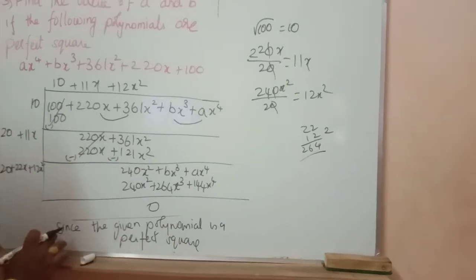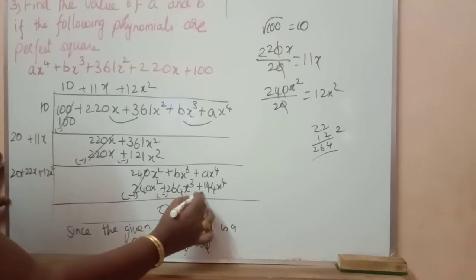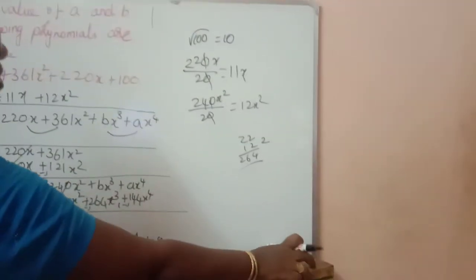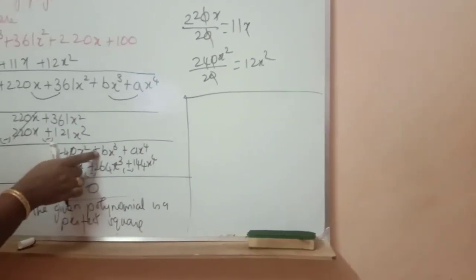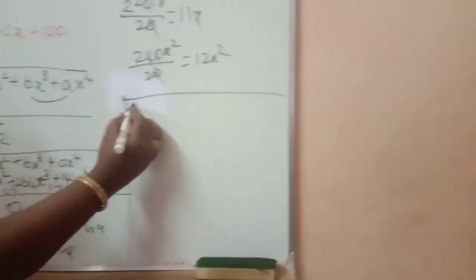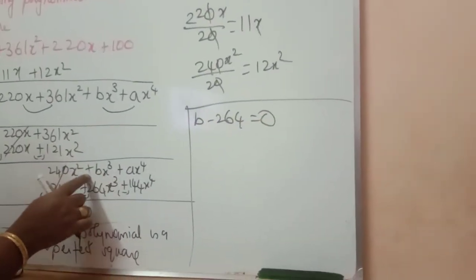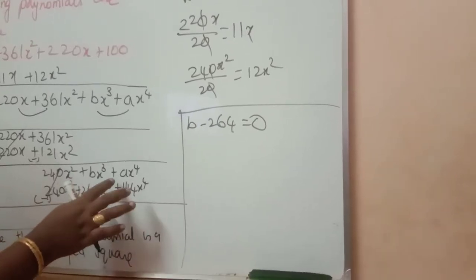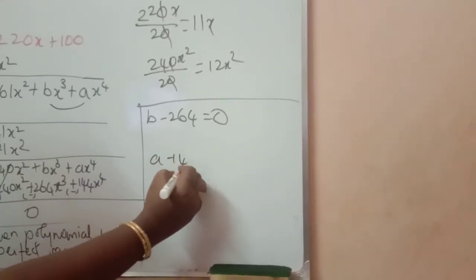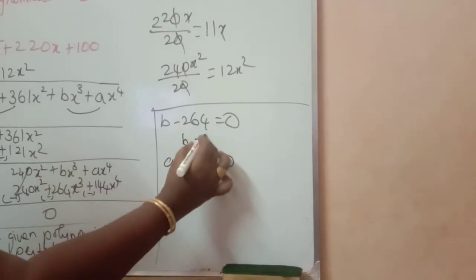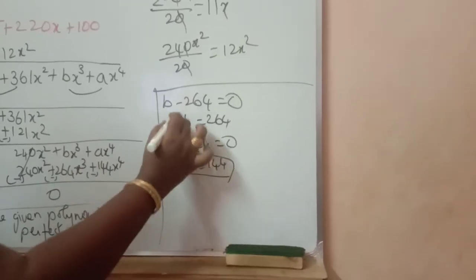It will become 0 since the given polynomial is a perfect square. Change the sign, it will be cancelled. Here also change the sign. After that, see here b minus 264 equal to 0. Equate the coefficient of x cube. B minus 264 is equal to 0. Next coefficient of x power 4. A minus 144 is equal to 0. So b is equal to 264, a is equal to 144.